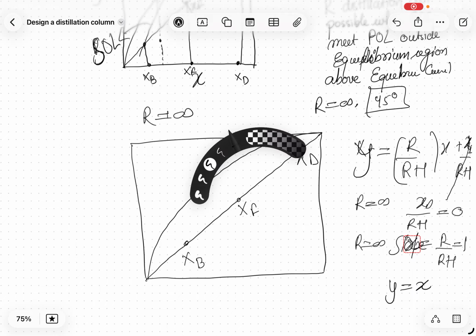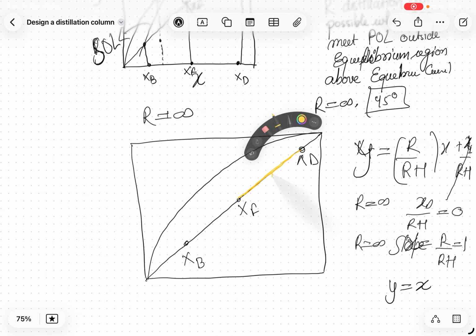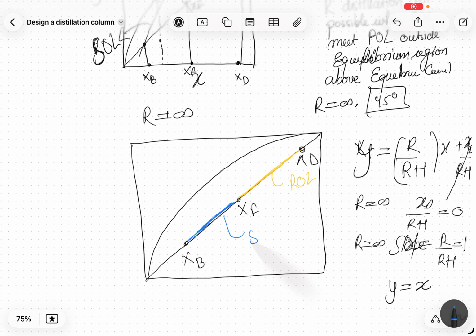So this will be my operating line when R equals infinity, and this is my operating line of the rectification section. Similarly, the operating line of the stripping section will be this, which is SOL. Now you draw the number of stages. First a horizontal line. In this scenario, 3 stages are required, as I have drawn on my screen.